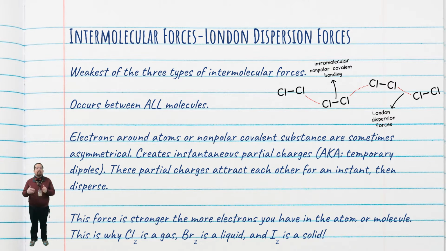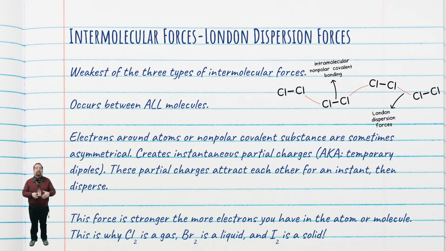We still have a positive and negative side at that moment, and so we still have a dipole, but it's a temporary dipole, and that's what we call it. The fact that these dipoles are temporary is exactly why London dispersion forces are the weakest of all types of intermolecular forces. Since they're so weak, we tend to only really talk about them when we're comparing two molecules that only exhibit this type of intermolecular force.